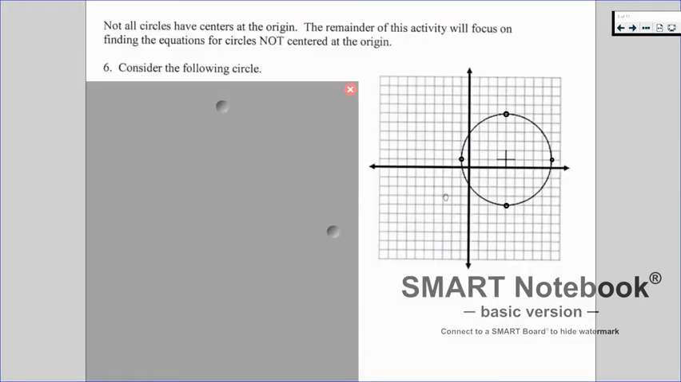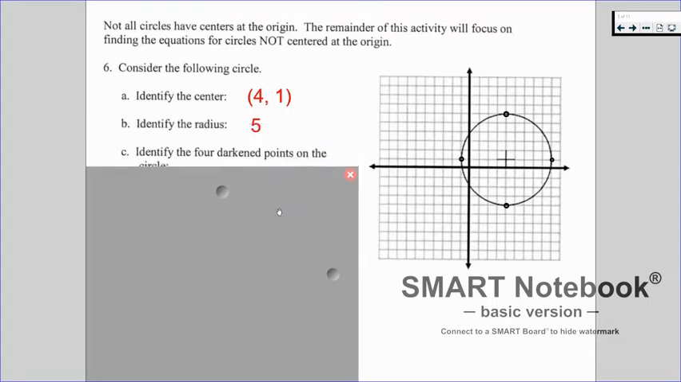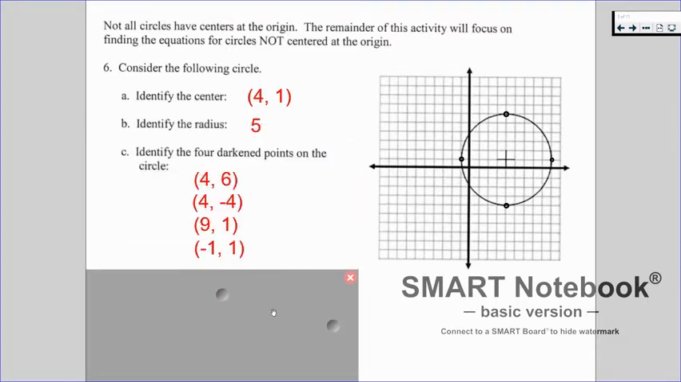Number 6, now we're going to move our circle off of the center at the origin. The remainder of this activity will focus on finding the equations for circles not centered at the origin. So consider this circle, identify the center. I'm at (4, 1). The radius is 5 as I count again over from that center. Identify the 4 darkened points. I don't know if they showed up on your activity, but I've got them listed there. We're just looking for the directly horizontal and directly vertical points from the center. So those are the 4 coordinates that we would have.